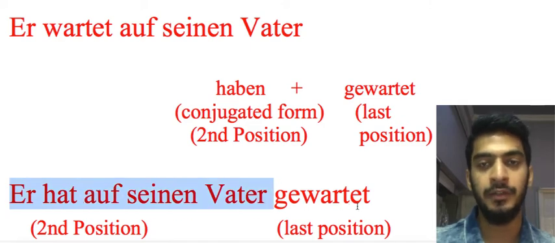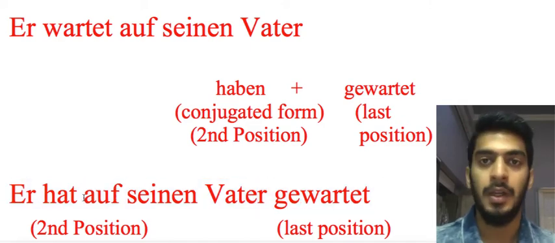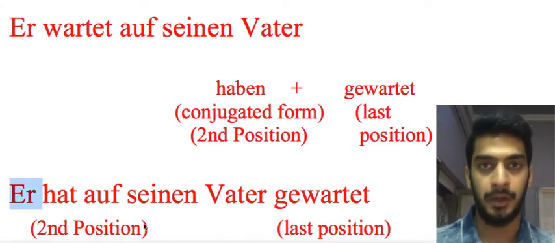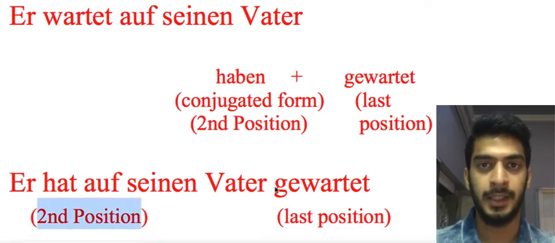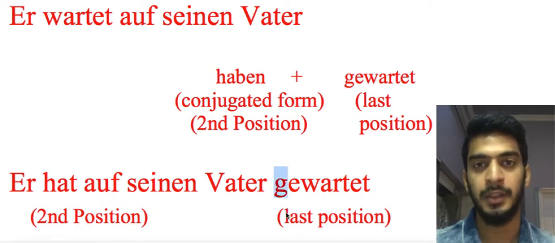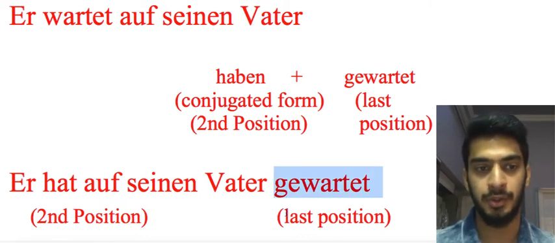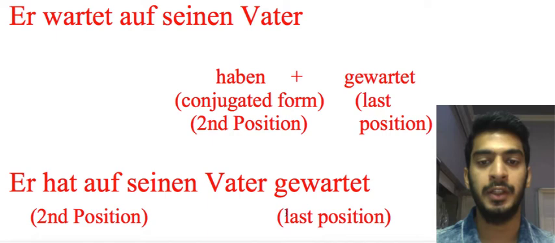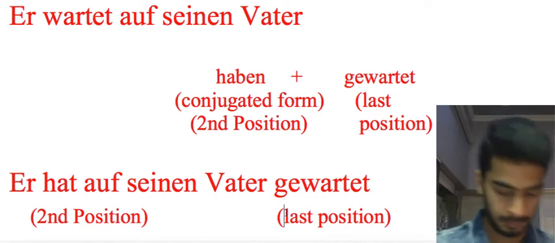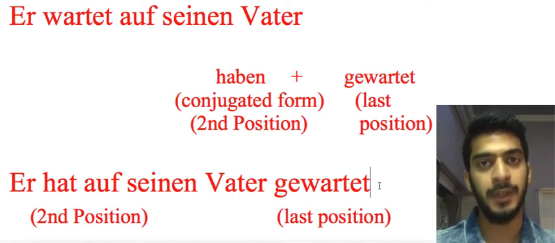Er hat auf seinen Vater gewartet. Hat is the conjugation of the verb haben with the pronoun er. So hat is at the second position and gewartet is at the last position. Er hat auf seinen Vater gewartet. He was waiting for his father.